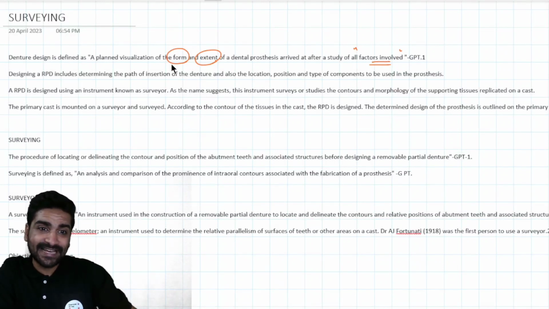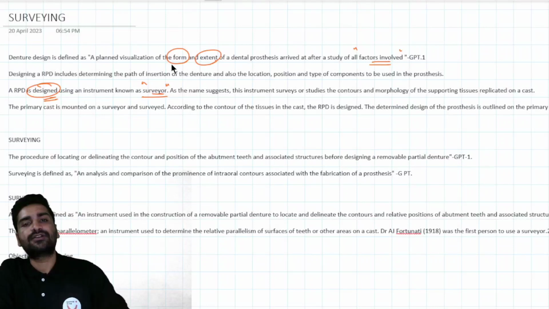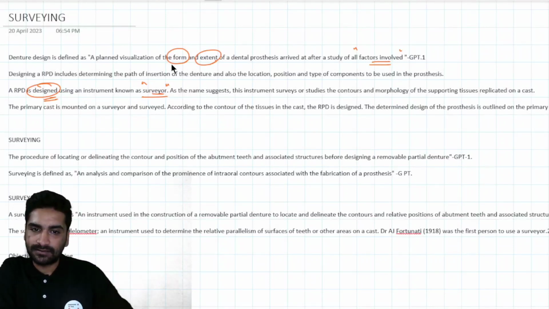Now to design the RPD, you need an instrument called a surveyor. With the help of a surveyor, you do the process of surveying.